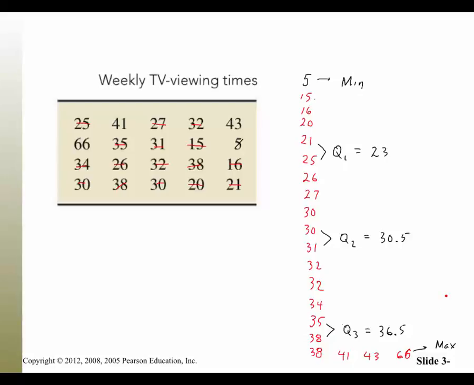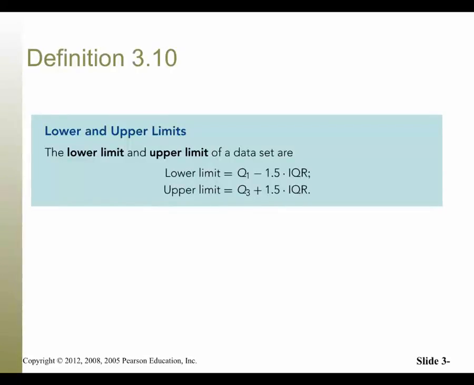Great. Questions on that? Okay, so what do we see here? We'll go on and then we'll talk about this. Any questions on that? Everyone got it? Make sense? Okay, so then there's this other thing called the lower and upper limits. The lower limit is the value of quartile 1 minus 1.5 times the interquartile range.